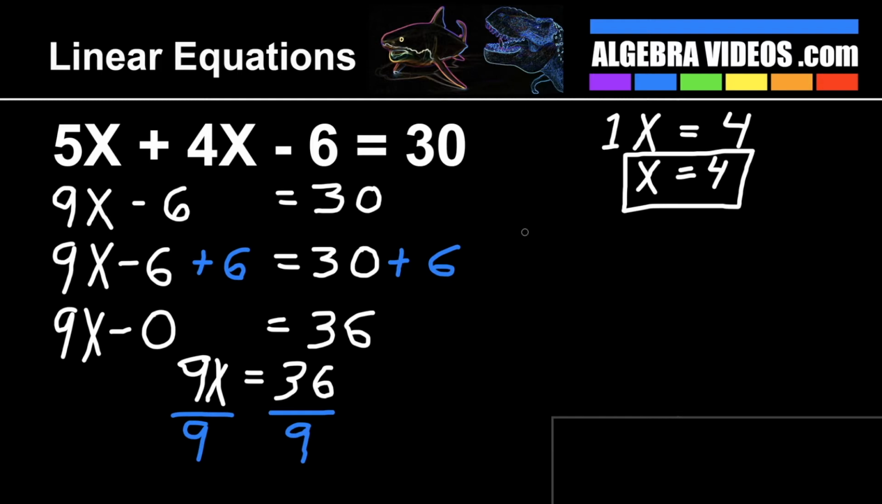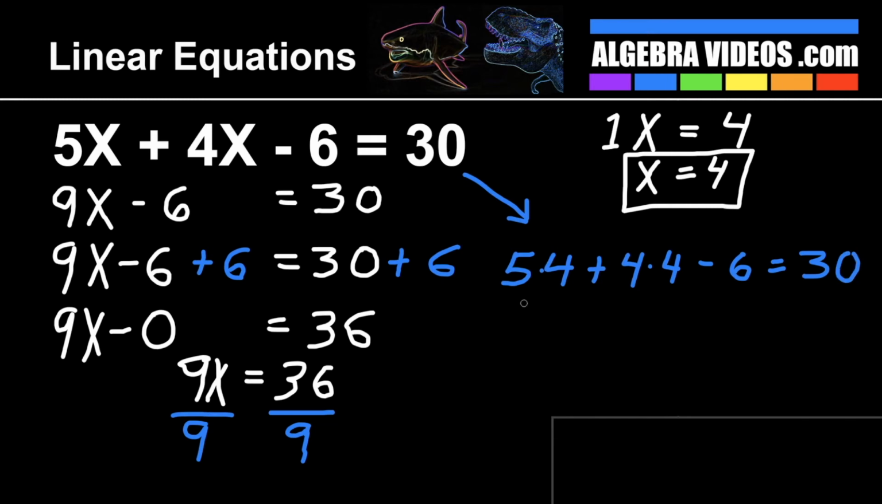That way you know you're going to get an A on the test, right? So let's make sure that x equals 4. I'm going to plug in x equals 4 into the original equation, and wherever there is an x, I'm going to insert or plug in the number 4. So here we go. I'm rewriting the original equation. 5 times x, but instead of x, we're plugging in the number 4, right? Plus 4 times x. But once again, wherever there's an x, we're plugging in the number 4. Minus 6 equals 30.